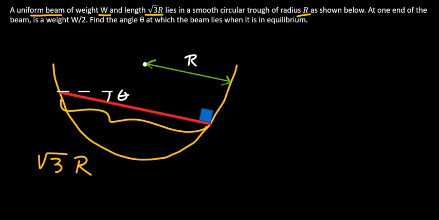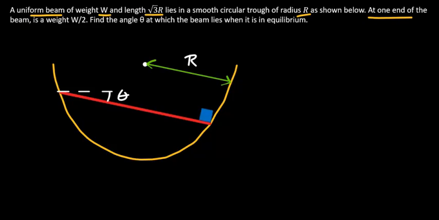So the weight acts exactly in the middle. At one end of the beam is a weight W over 2. So that is this little object right there. Find the angle theta at which the beam lies when it is in equilibrium. This point here is the center of that circular trough.